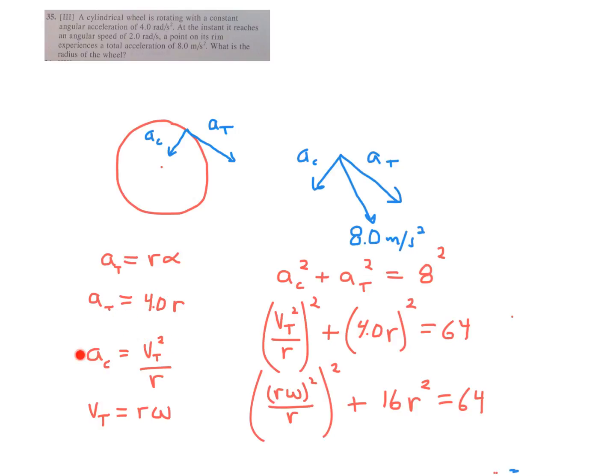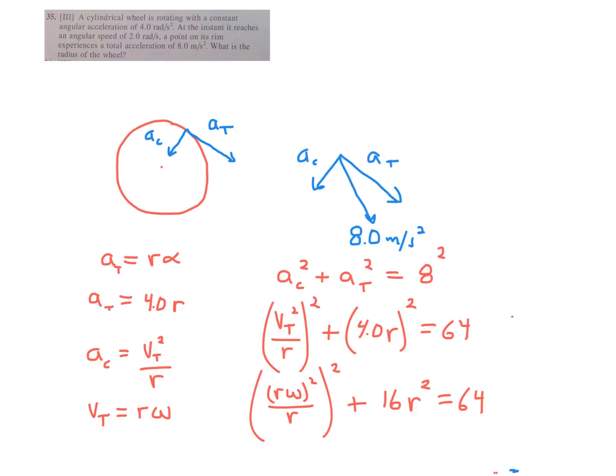And then, like I said, this is the generic equation for centripetal acceleration. And then the relationship between tangential velocity and your rotational velocity. That's all given. Now here's the vector diagram. Fortunately, the centripetal acceleration towards the center of the circle is perpendicular to the tangential acceleration. And they give us the overall acceleration of 8 meters per second squared, which is the hypotenuse for a sub c and a sub t.